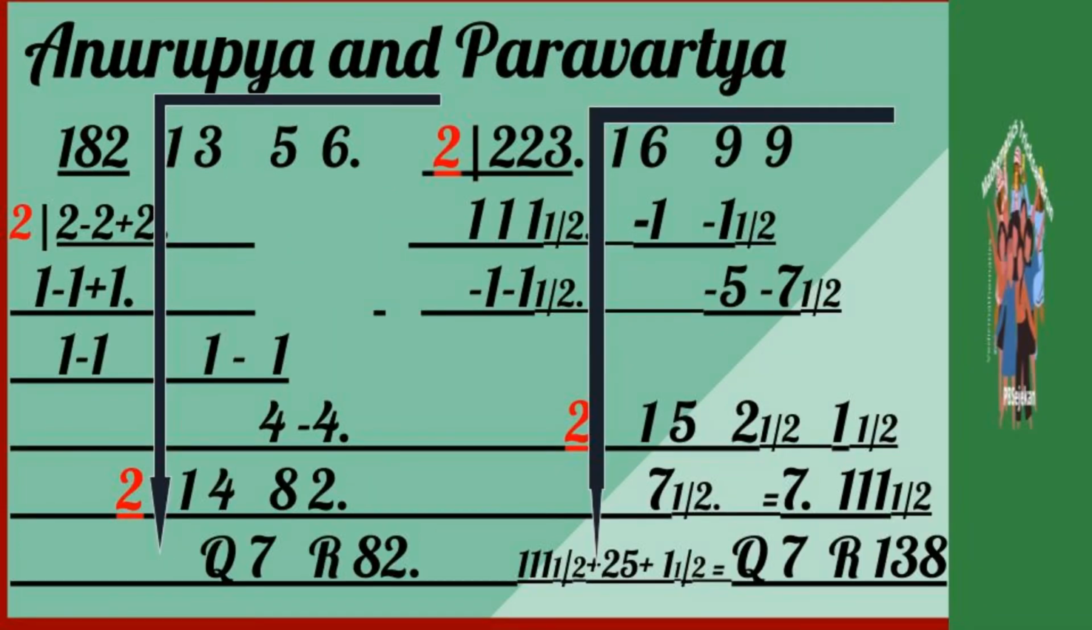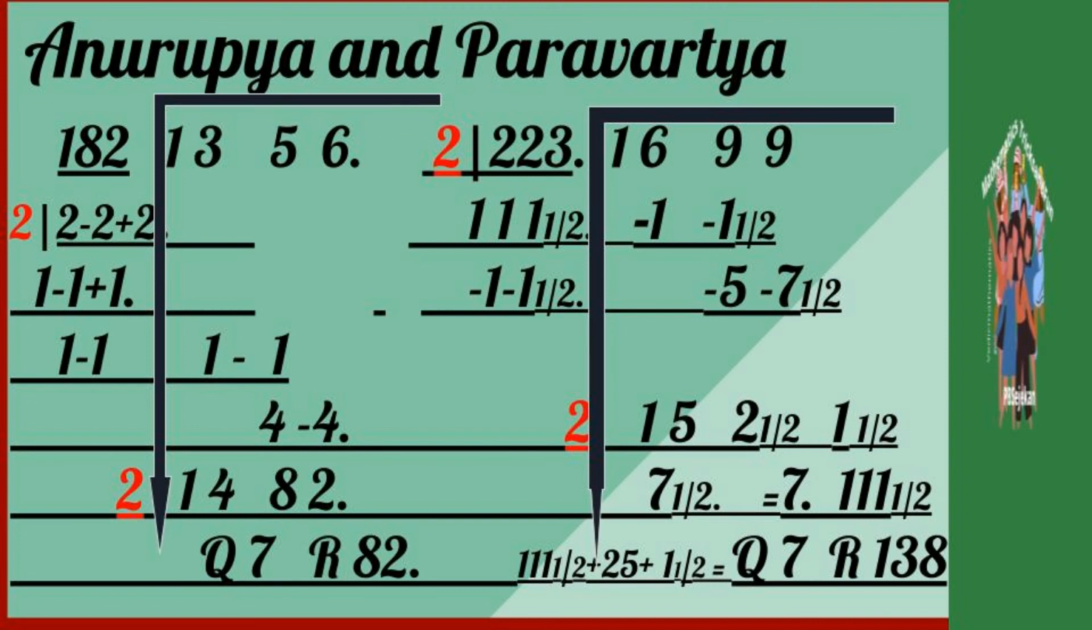Here, Anurupya Sutra and Paravartya Sutra are used in division. This is useful when you have mixed digits, which are having small and big digits as divisor. In the first example, divisor is 182. By Nikhilam, it is equal to 2 minus 2 plus 2.